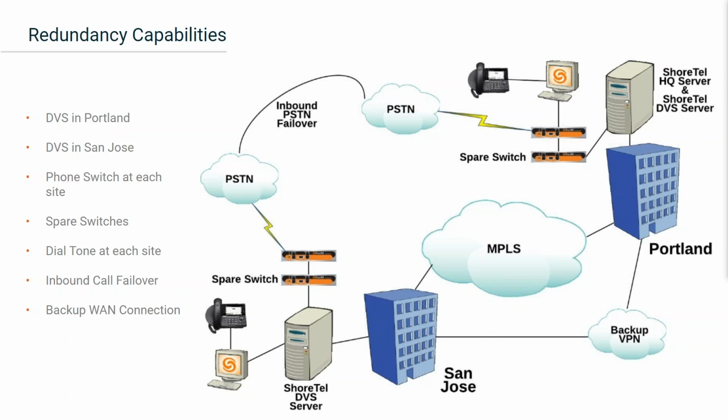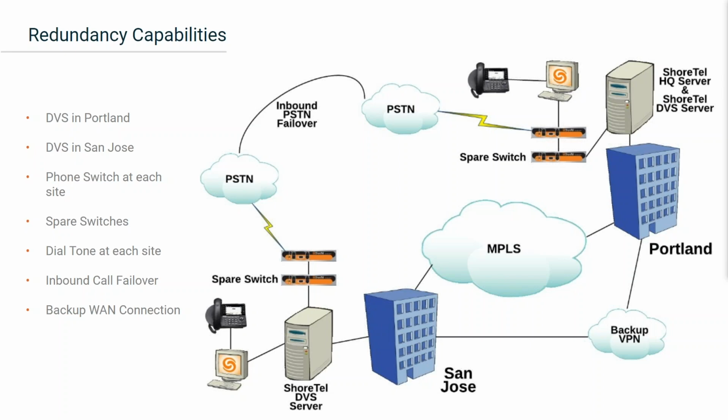The fifth thing we have is local dial tone at each site. So we reduce the dependency on another site if a site has its own dial tone. So we have local inbound and outbound routing, but it also gives us capabilities for least cost routing. If I'm in San Jose and I call a Portland phone number, I can route across the MPLS and use their dial tone for outbound, least cost routing.